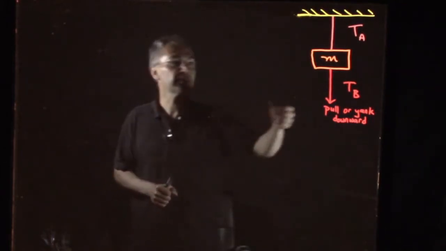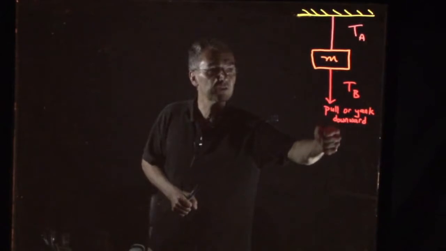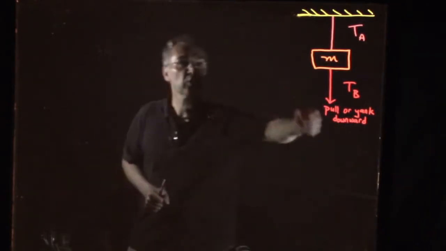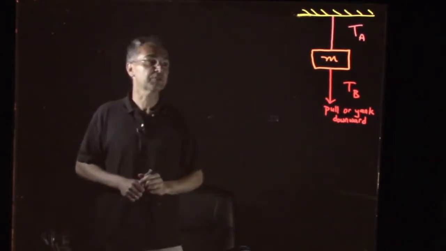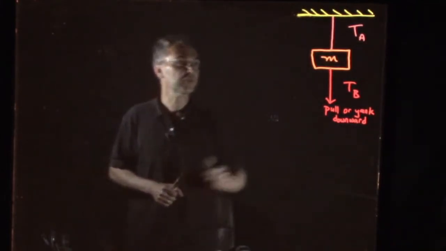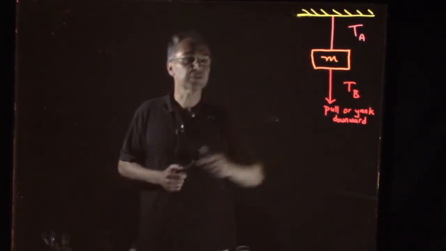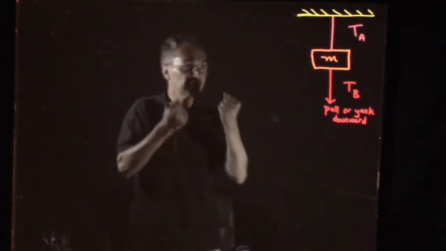And I have two ways I can pull down. I can just pull down gently, slowly, on string B, or I can yank string B really quickly. And the question is, under these two circumstances, which string breaks first? So I guess there are two identical strings. The string can sustain some force.